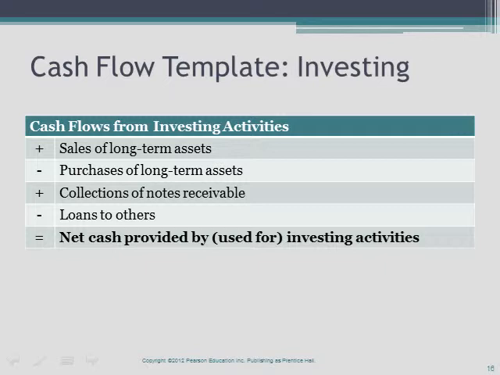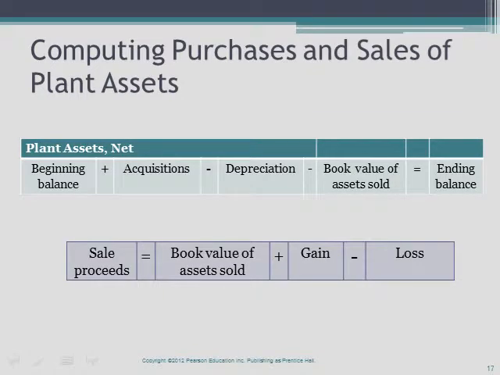Investing activities affect long-term assets such as plant assets, investments, and notes receivable. Here we see the template for the investing section of the statement of cash flows. Companies keep a separate account for each plant asset. But for computing cash flows, it is also helpful to combine all the plant assets into a single summary account. Also, we subtract accumulated depreciation and use the net figure. It's easier to work with a single plant asset account.